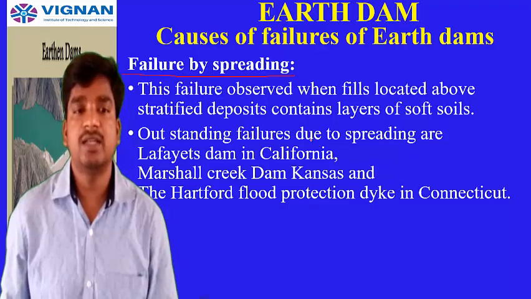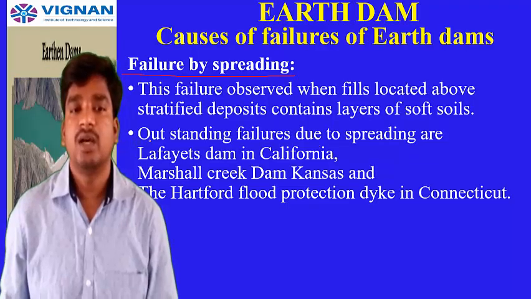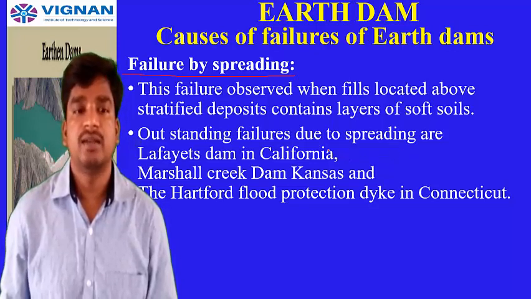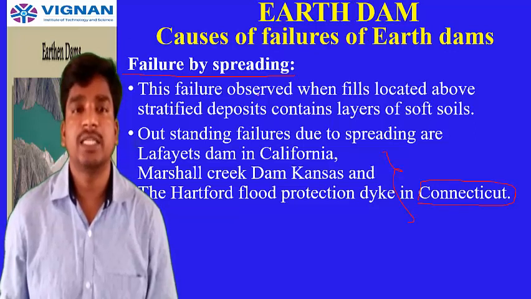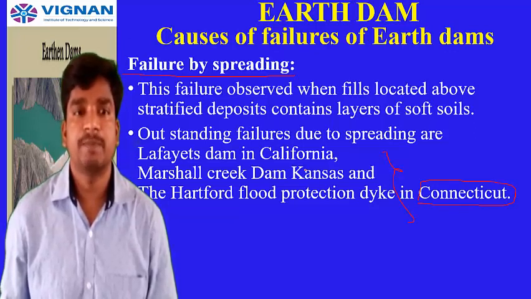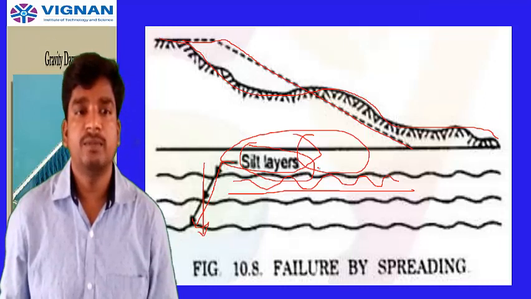Okay, so many cases are there. Outstanding failures by spreading are Lafayette Dam in California, Marshall Creek Dam in Kansas, as well as the Hartford Flood Protection Dike in Connecticut. So these are the three different cases seen because of failure by spreading. Moving on to the next one.